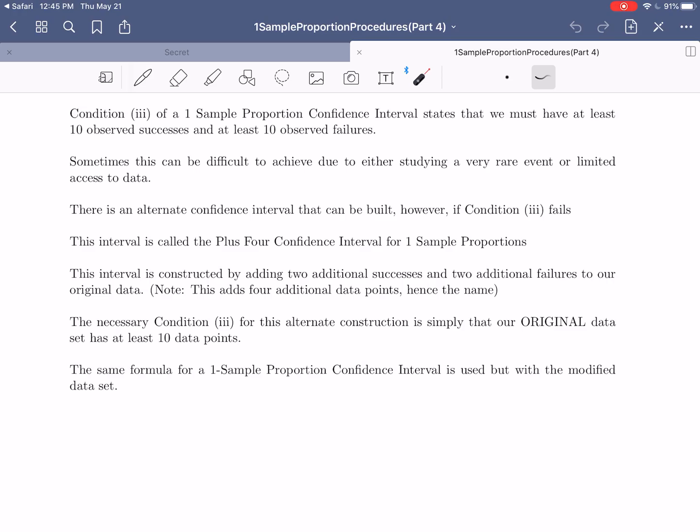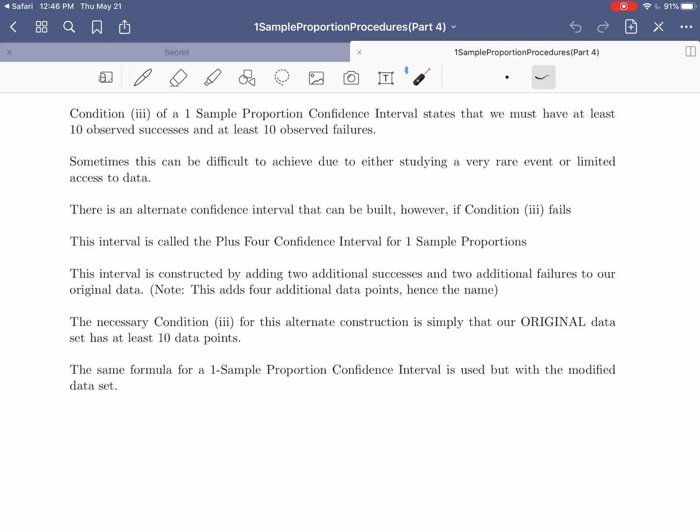data points. So it turns out that even this +4 confidence interval simply cannot fix a tiny amount of data. You need at least 10 data points in your original data set before you add these extra 4 for this to actually work. The same formula, p hat plus or minus z star square root of p hat times 1 minus p hat over n, is used.